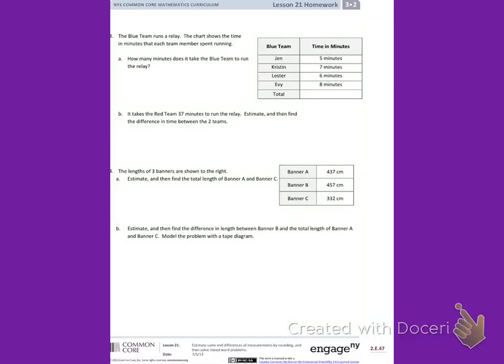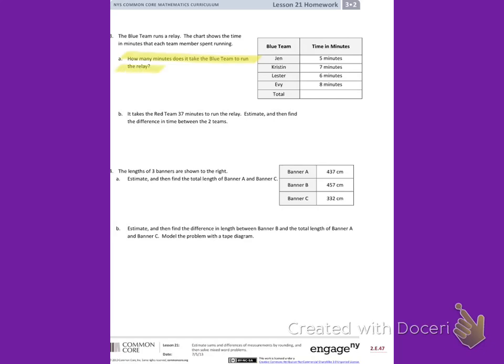Module 2, Lesson 21's objective is to estimate sums and differences of measurements by rounding, and then solve mixed word problems. Question 3 says, the blue team runs a relay. The chart shows the time in minutes that each team member spent running. Item A, how many minutes does it take the blue team to run the relay? I will highlight the question to remember to answer that question in words.